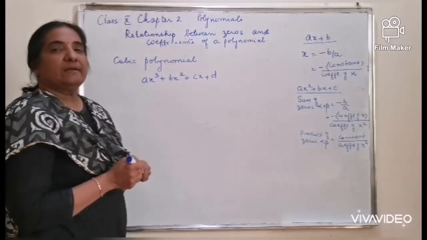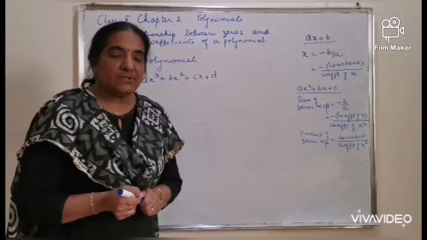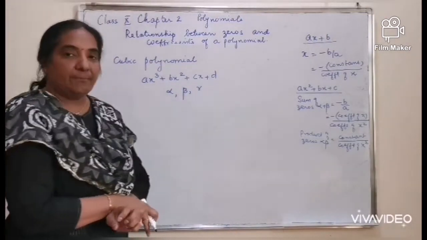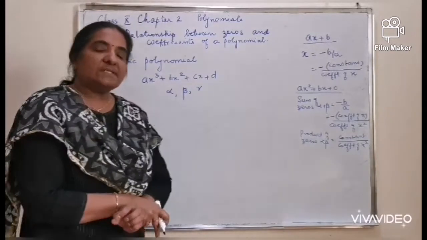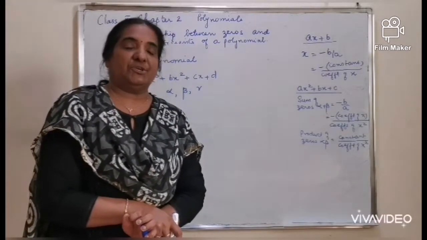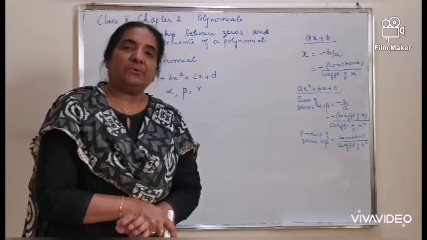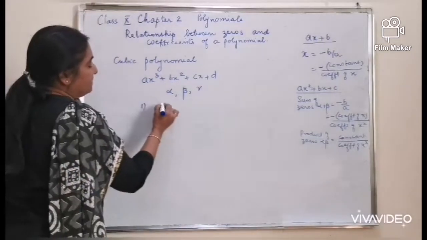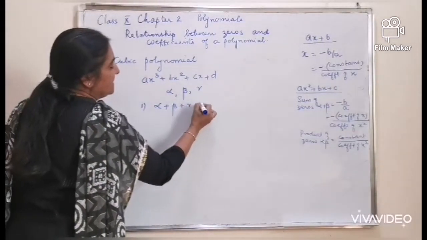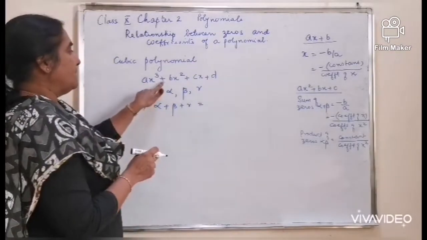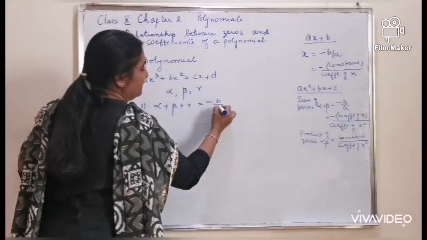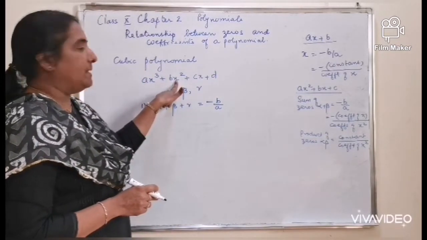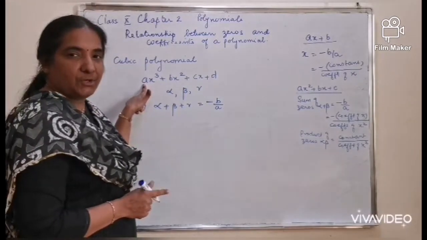It is an extension of linear polynomial and quadratic polynomial. A cubic polynomial can have a maximum of 3 zeros. Let us call them alpha, beta and gamma. There are three relationships regarding the value of the zeros and the coefficients. The first rule is the sum of the zeros alpha plus beta plus gamma will be minus b by a, the same as minus coefficient of x square by the coefficient of x cube.